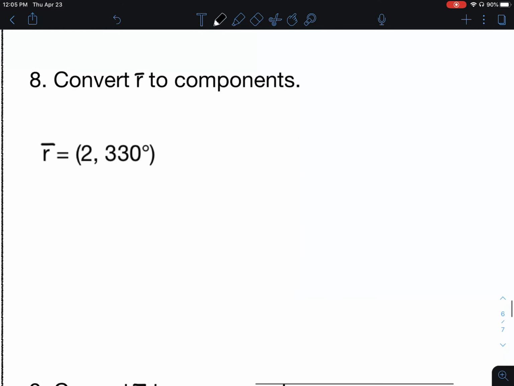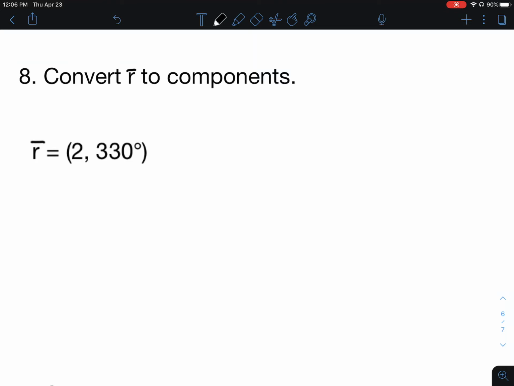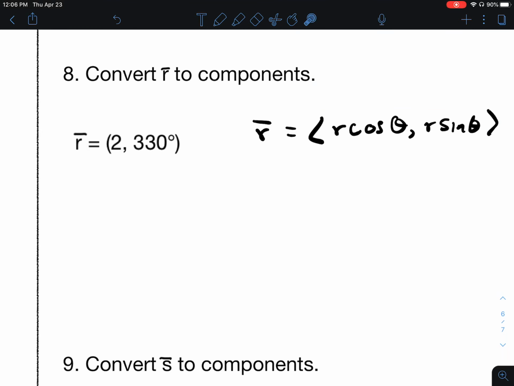Number 8, convert r to component form. So if you want to go full generic formula, component form, it's r times cosine of theta followed by r times sine of theta. If you recognize this is a special right triangle, which it is, you don't have to do any of that.